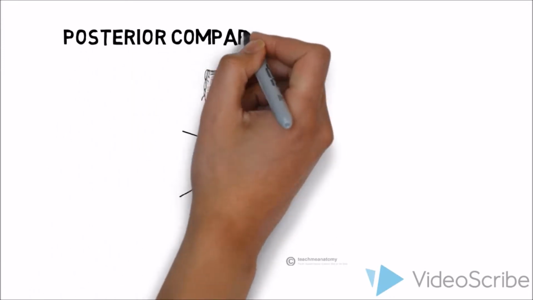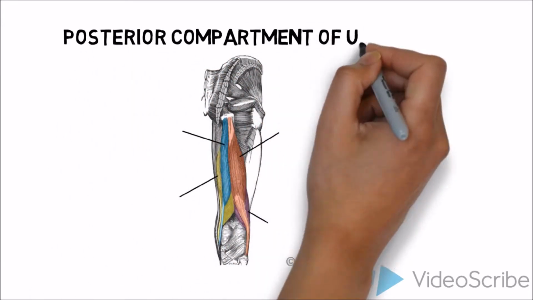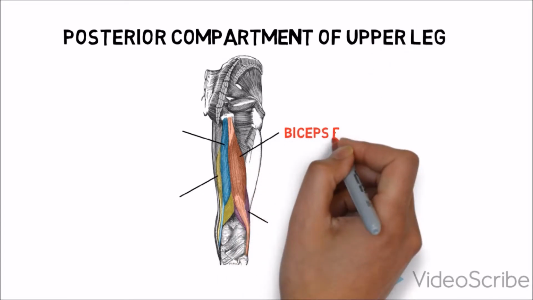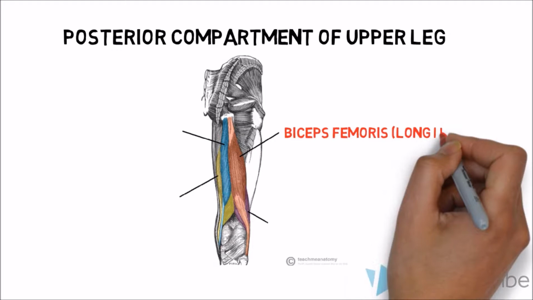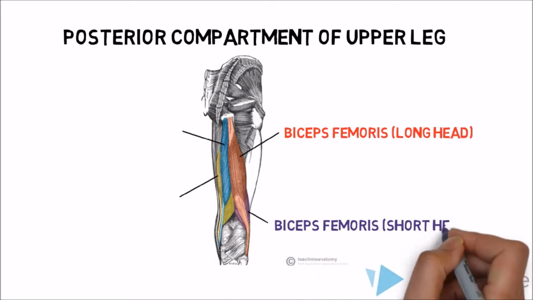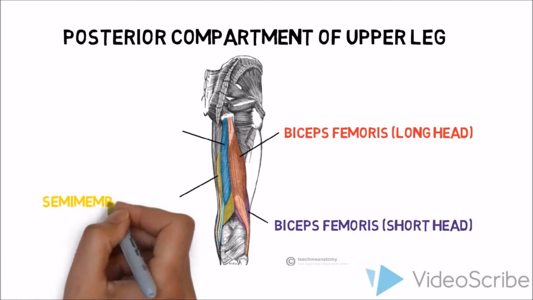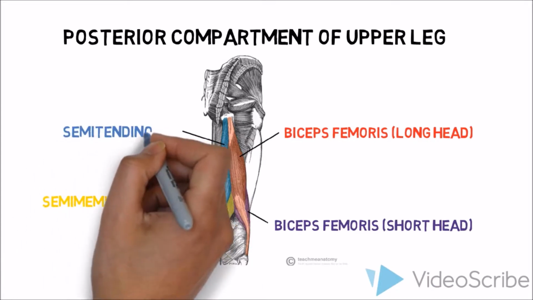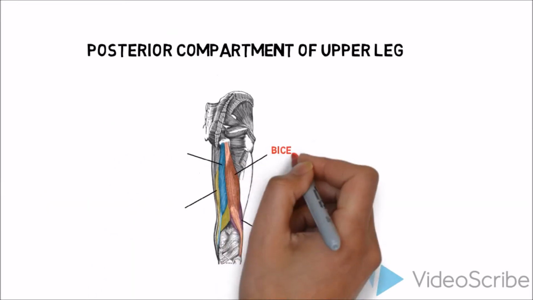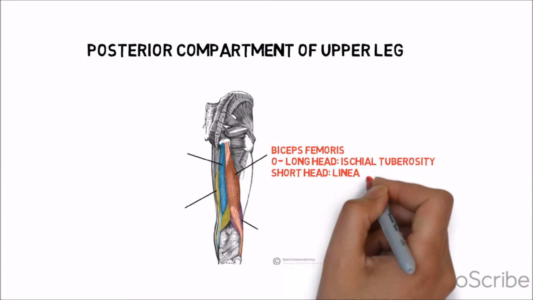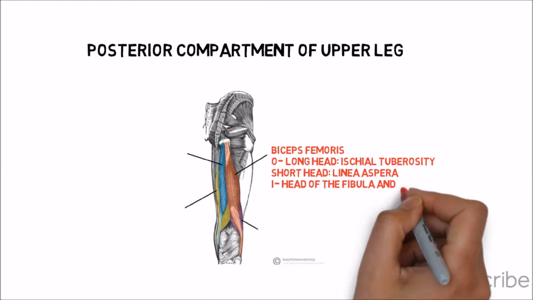Posterior compartment of the thigh that work together to flex the leg at the tibiofemoral joint. They are biceps femoris, which has both a long and short head, semimembranosus, and finally semitendinosus. The following shows the origin, insertion, blood supply, and nerve innervation of these muscles.